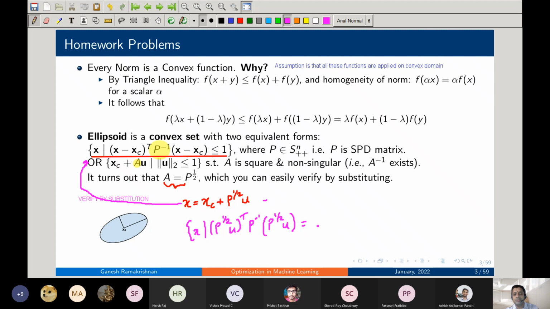Right? So the p inverse will get cancelled out with the square roots of p, and you'll get u transpose u, which is going to be less than or equal to 1. Okay, proving this will require a little bit more work. However, by substitution you can easily verify. So that's what we did, verified by substitution.